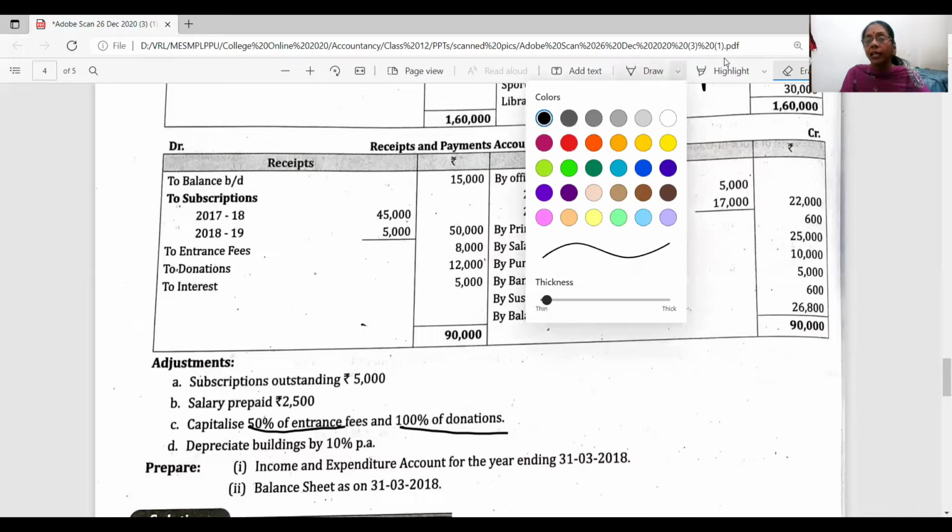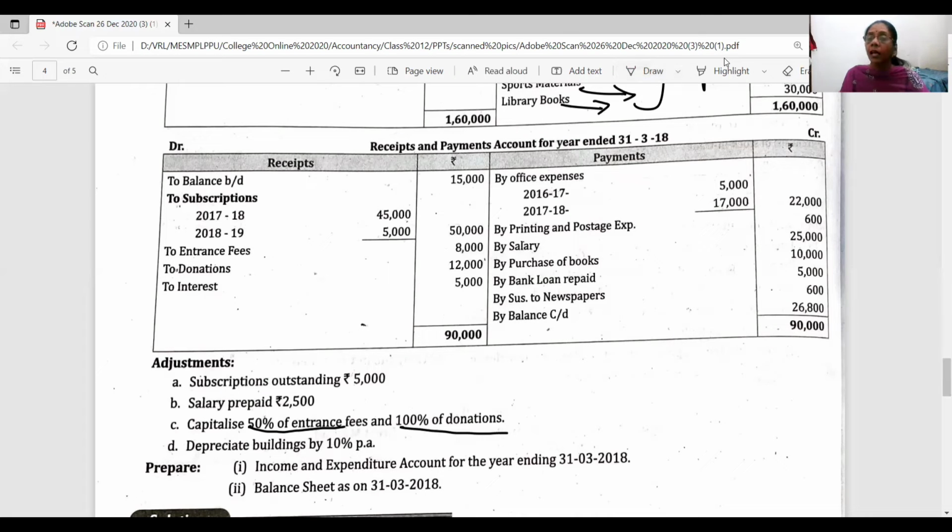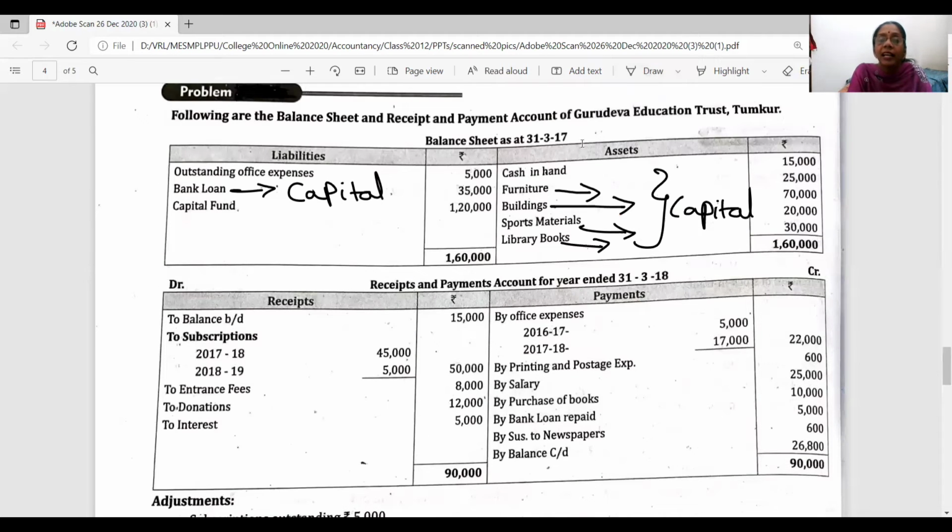So here, normally the income and expenditure account would only take all those items that belong to the current year. When you observe carefully, the balance sheet belongs to the previous year, students. I'll just scroll up to see the balance sheet date being given. You see here, the balance sheet, what is the date given? 31/3/2017. And when you observe the receipts and payments account, it says 31/3/2018. So what you observe here is the previous year's balance sheet as well as the current year's receipts and payments account.